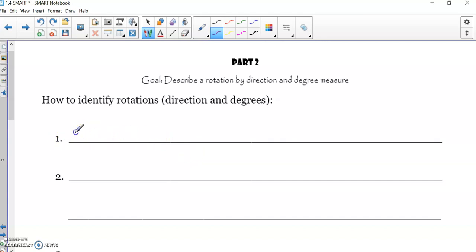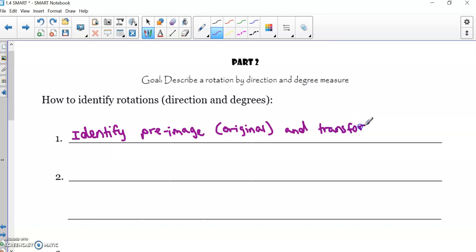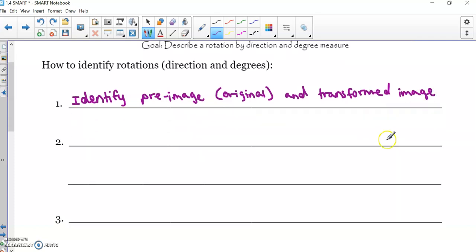Okay, and the first step that you need to do when you are identifying rotations is to identify the pre-image, and that's the original picture, and the transformed image, that's the new one. That's really important, otherwise your description will be backwards. So step one is the basic: identify what's the old one, what's the new one.